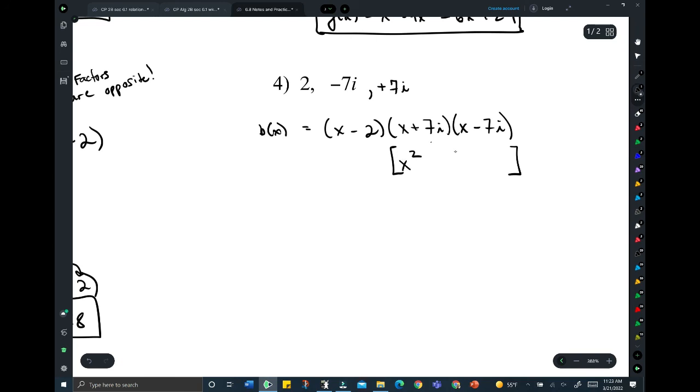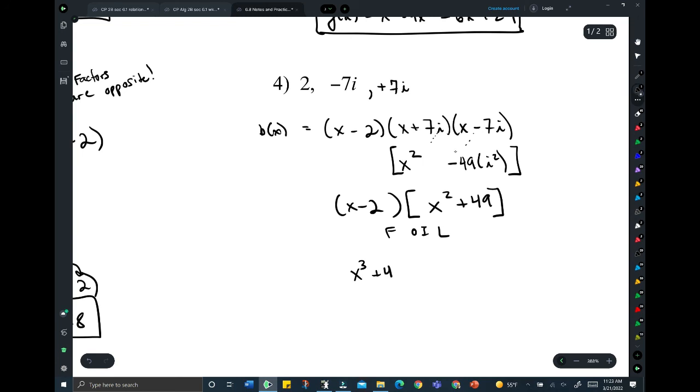I know they're just going to cancel. So I'll just do the minus 49i squared. If you catch that little trick, you could do that too. That's going to be x squared plus 49. And then we're going to have the x minus 2. FOIL one last time. X to the third. 49x. I'll do the proper steps.